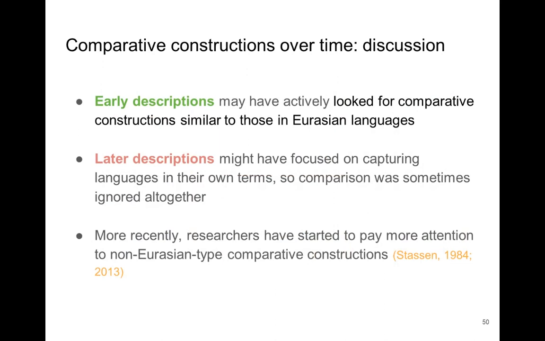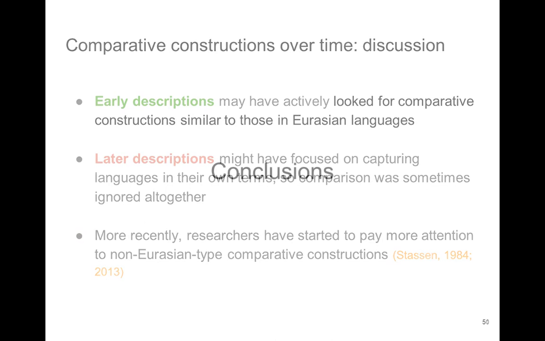Now, how can we interpret this data? Early descriptions may have actively looked for comparative constructions similar to those in Eurasian languages. In later descriptions, researchers might have focused on describing languages in their own terms, so comparison was sometimes ignored altogether. More recently, researchers have started to pay more attention to non-Eurasian type comparative constructions ignored earlier, and this might explain some peaks in the 2010s.